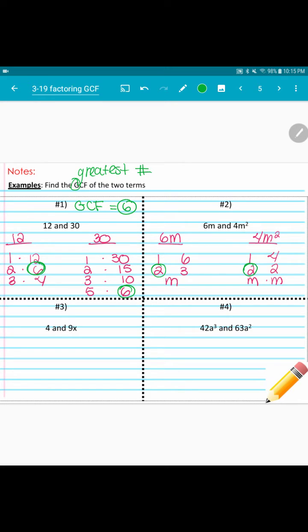But I'm also looking for the biggest number of variables I can take out. So I see 1m here. And I see 2 here, but I can only take 1 with me since there's only 1 here. So that means our GCF is going to be 2m.